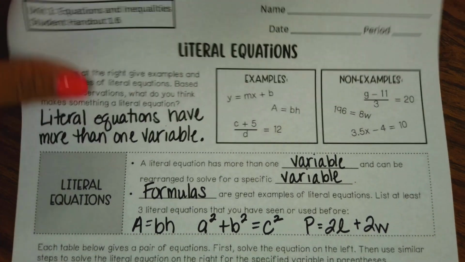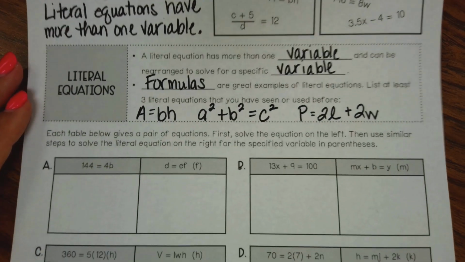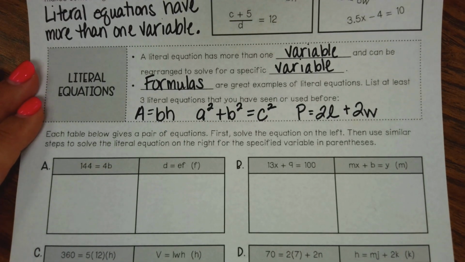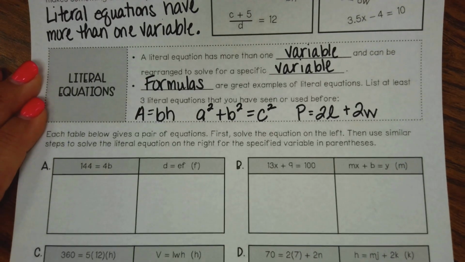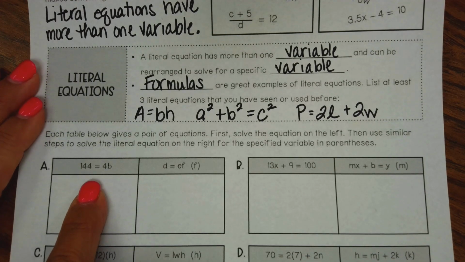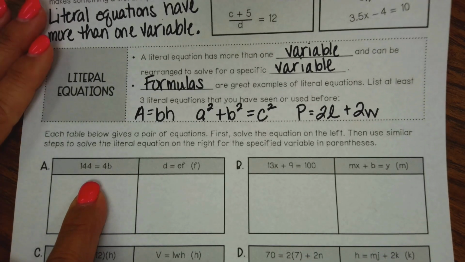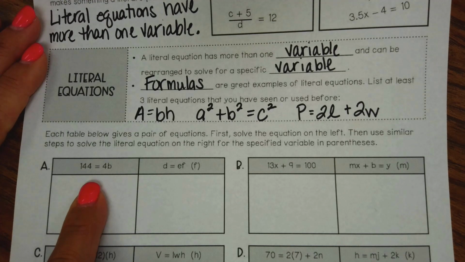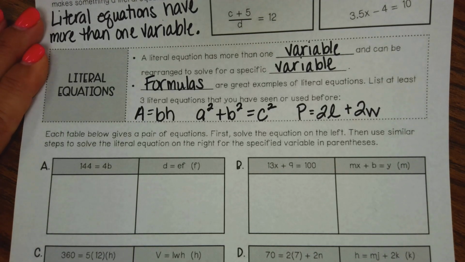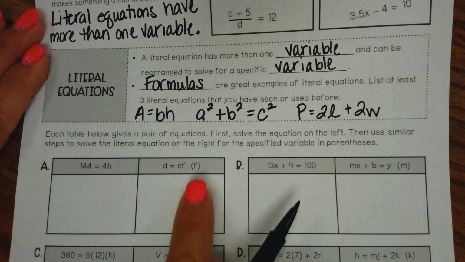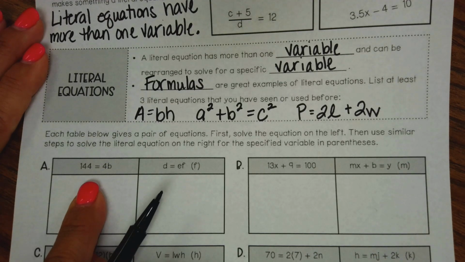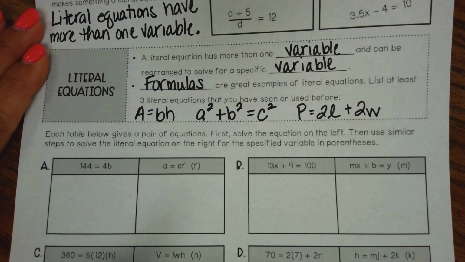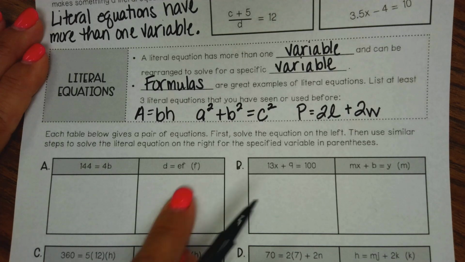Okay, so here down below we have 6 examples, and we're going to show you that you're going to solve a literal equation exactly like the equations that you've already been taught how to solve. So we're going to pick a specific variable to isolate, and we're going to use all the opposite operation to isolate whatever variable they are requesting. So we're first going to solve the left one, and then we're going to use similar steps to solve the literal equation that's here on the right.